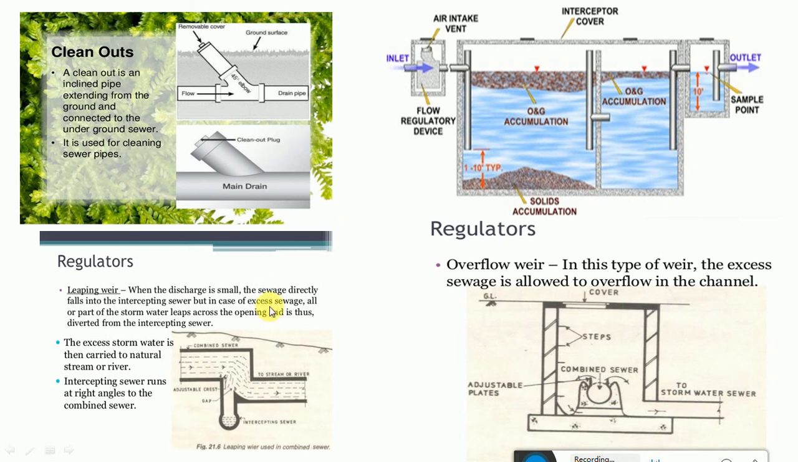We also have regulators or leaping weirs. These are provided when the discharge is small, and sometimes these are provided in the combined sewerage system. In this case, if the rainwater is excess, the storm water leaps across this opening and is diverted through this leaping weir. It is usually provided in the combined sewerage system, and that water directly goes to a stream or a river.